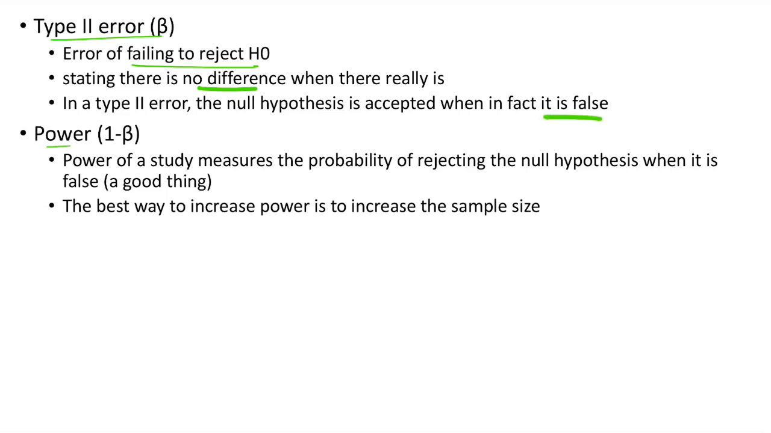Now let us see about power. It is 1 minus beta error. Power of a study measures the probability of rejecting the null hypothesis when it is false. Power is a good thing. The best way to increase power is to increase the sample size.